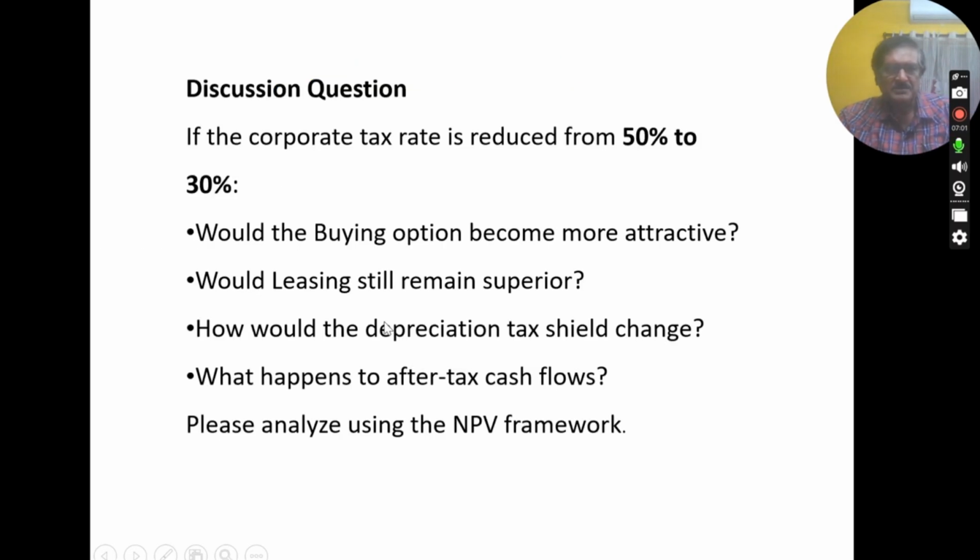Okay. Next, discussion questions. If the corporate tax rate is reduced from 50% to 30%, say, or it may be 25, whatever it may be, would the buying option become more attractive? Would leasing still remain superior? How would the depreciation tax shield change? What happens to after-tax cash flows? Analyze using the NPV framework. These are the topics for discussion relating to this problem.